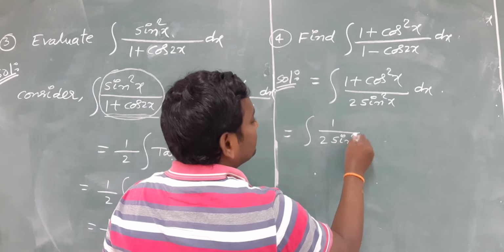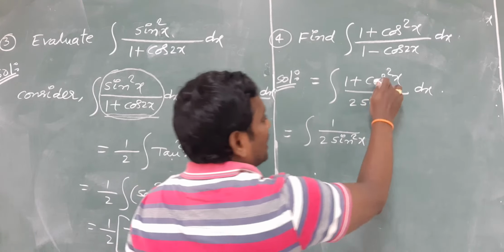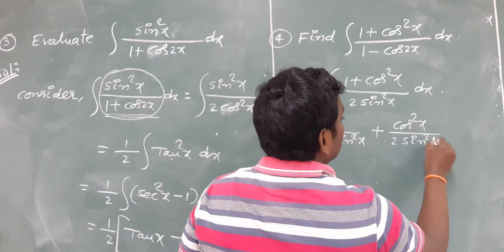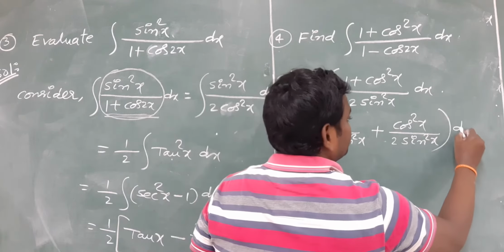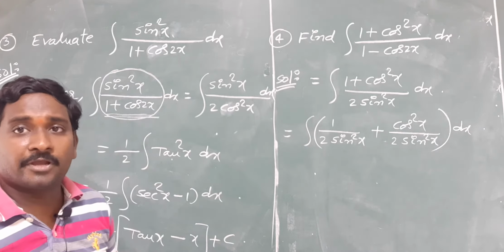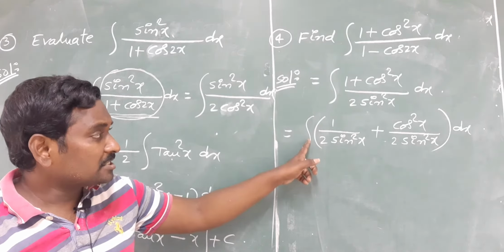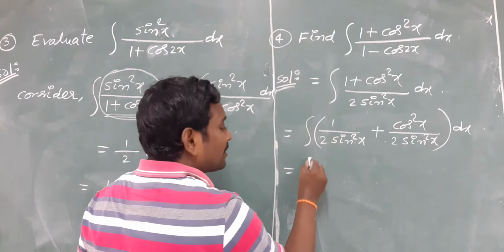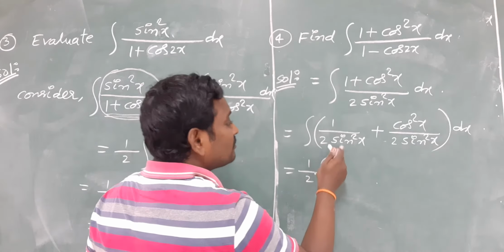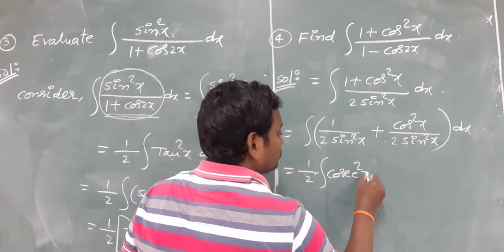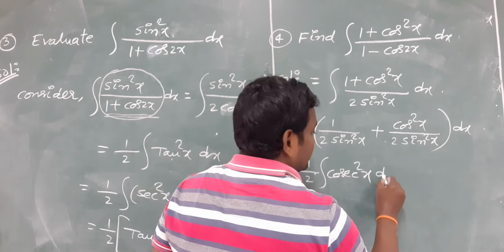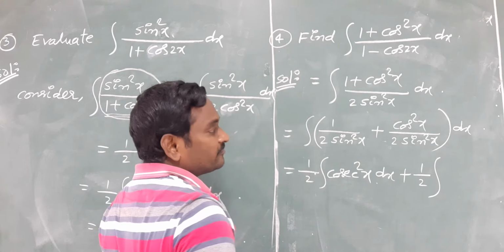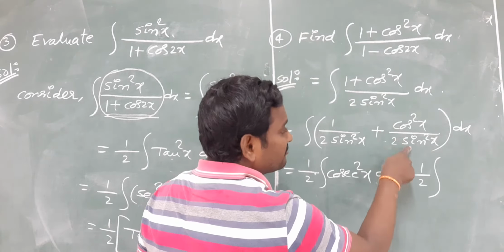integral of 1 by 2 sin square x plus cos square by 2 sin square x, whole dx. Okay. Now 1 by 2 is the constant term, take it outside the integration and separate both parts by using linear property. 1 by 2 into integral, what is 1 by sin square x? We have cosecant square x dx plus 1 by 2 is there, which is constant, that's why write it outside of the integration, and everybody knows what is cos square x by sin square x?